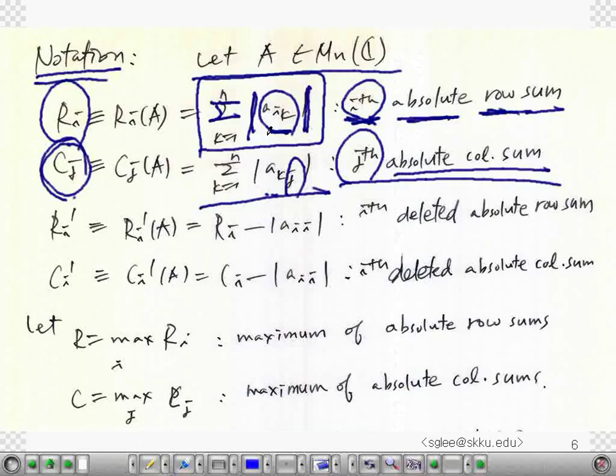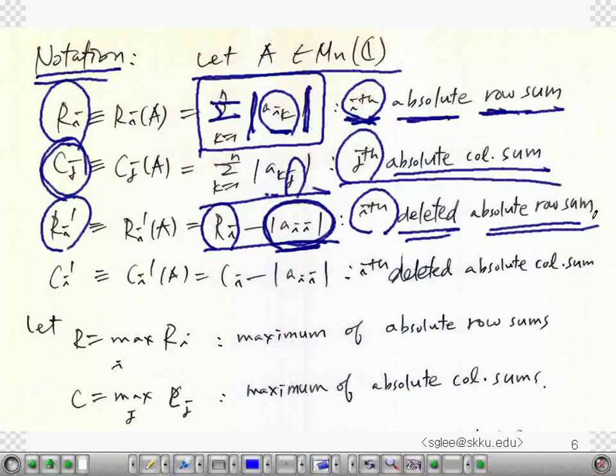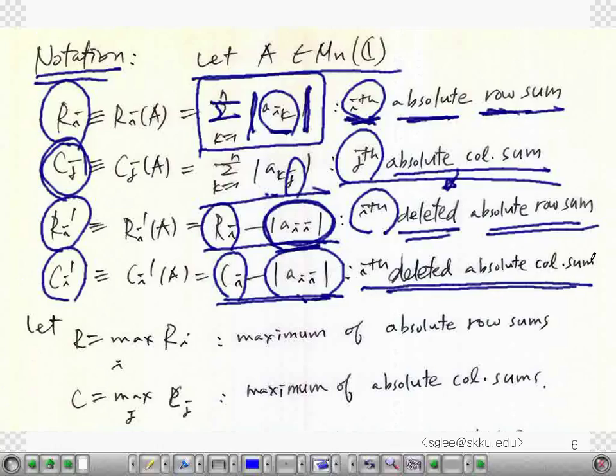J's absolute column sum. And here, Ri prime is defined as Ri minus the absolute value of the i-th diagonal entry. So what this means is we deleted the absolute value of the diagonal entry from the i-th row sum. So we call this the i-th deleted absolute row sum because we deleted the value of the diagonal entry. Similarly, Ci prime is defined in this way. We deleted this value from the i-th absolute column sum, so we call this the i-th deleted absolute column sum. Okay?